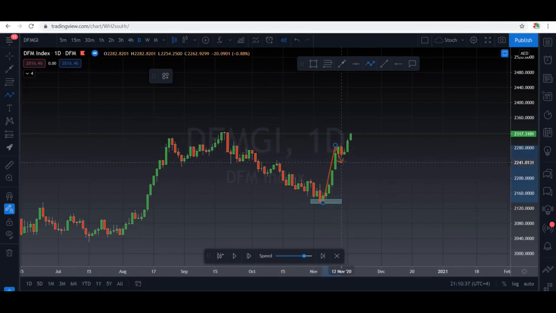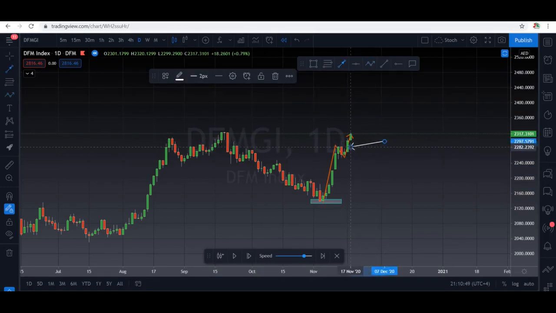We can call this a correction phase, and now it's pushing to the upside. We can clearly see it has cleared the previous resistance. If at all this was a stock, your entry should be right here at this area. This is the place where it has cleared the previous candle's high. You enter here. Let me remove the drawings and we continue.